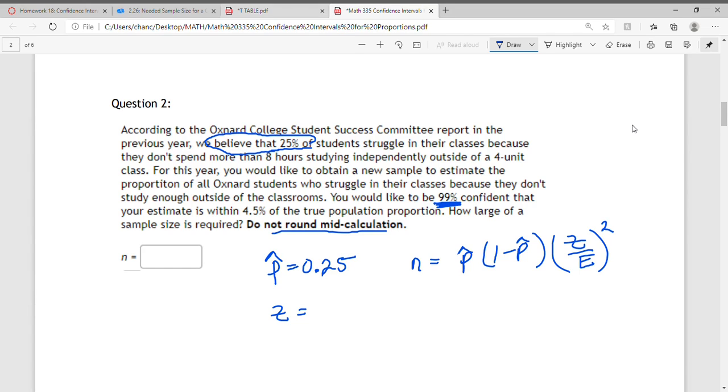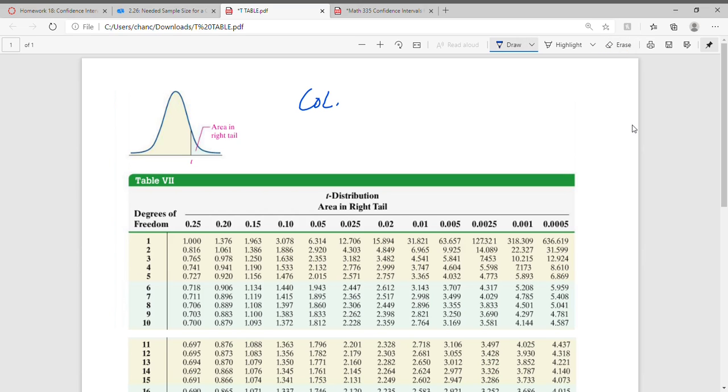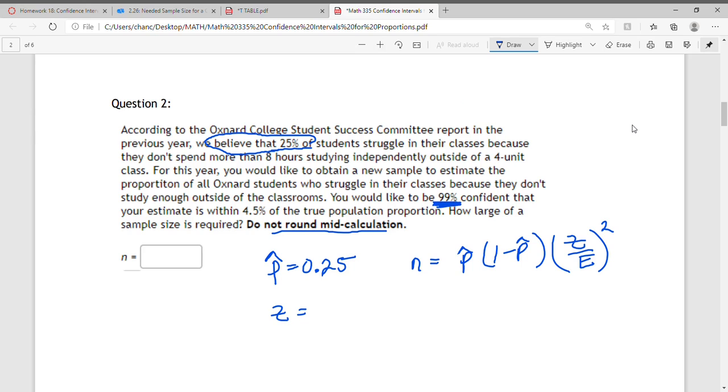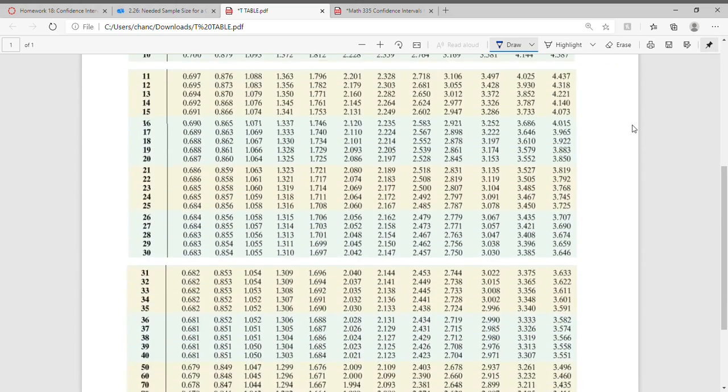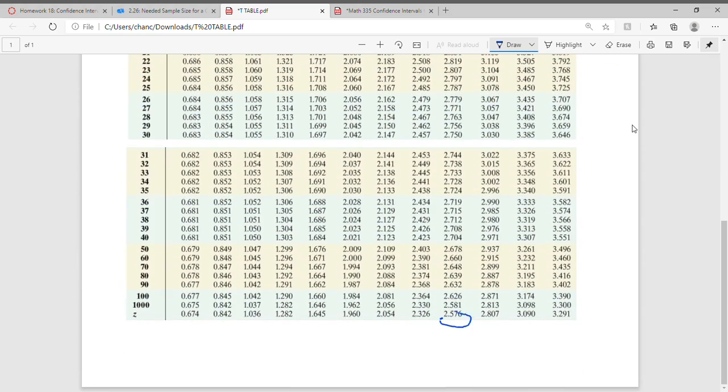Let's go to our t-table. Here is the formula for the column. We use 1 minus the level of confidence divided by 2. Now in our particular problem, we're using a 99% level of confidence. So let's do 1 minus 0.99 divided by 2. Let's calculate this number. You should get 0.005. That's the column that we're going to use, 0.005. For the row, we'll use the last row, that's row Z. And here's our Z, 2.576.